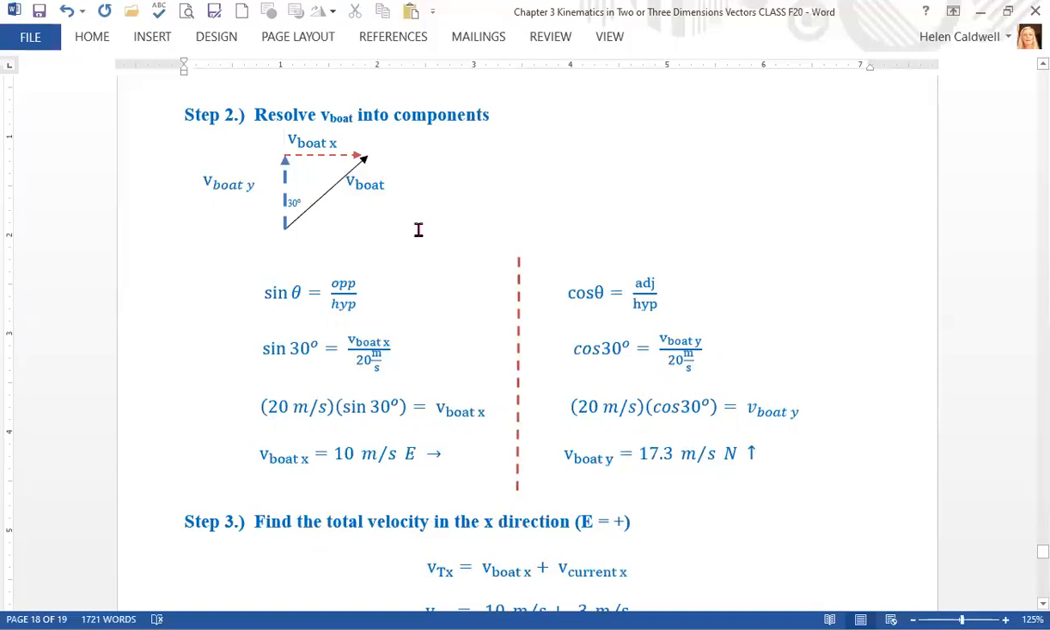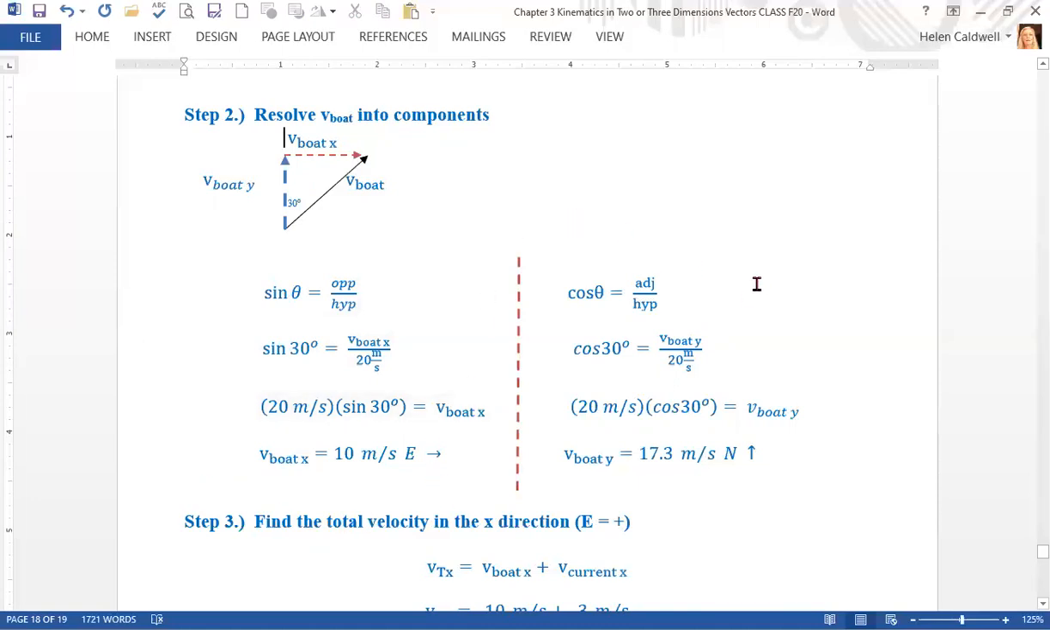So we use sine and cosine. Sine is opposite over hypotenuse. So the sine of 30 degrees equals, here is my angle, the opposite side, which is the velocity of the boat in the x direction, and the hypotenuse is the velocity of the boat, which they told us was 20 meters per second. To get the 20 meters per second out of the denominator, you multiply both sides by it. So it's 20 meters per second times the sine of 30 degrees equals the velocity of the boat in the x direction. When you do the math, the velocity of the boat in the x direction is 10 meters per second. I know it points east because of my diagram.